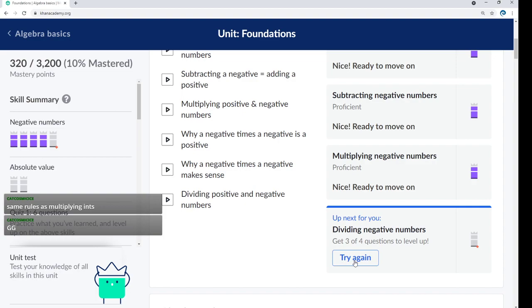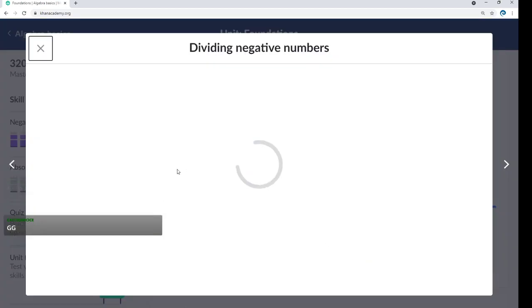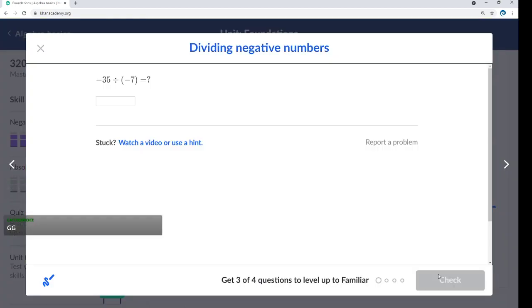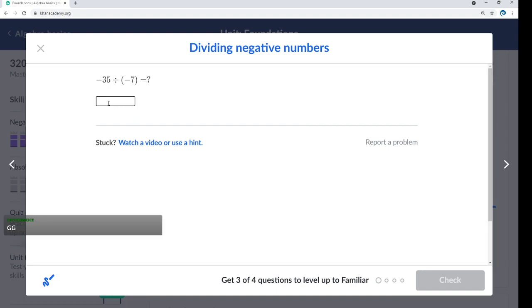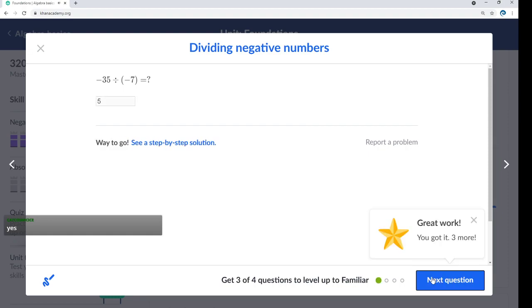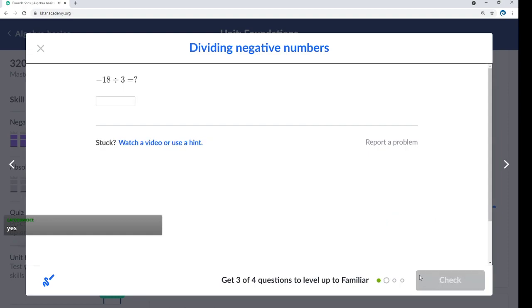We have to try again, because we did not level up. So try one more time. So this is negative divided by negative. I'm pretty sure that's 5. I'm guessing, but yes! Did it! Okay. So now we have -18 divided by 3.